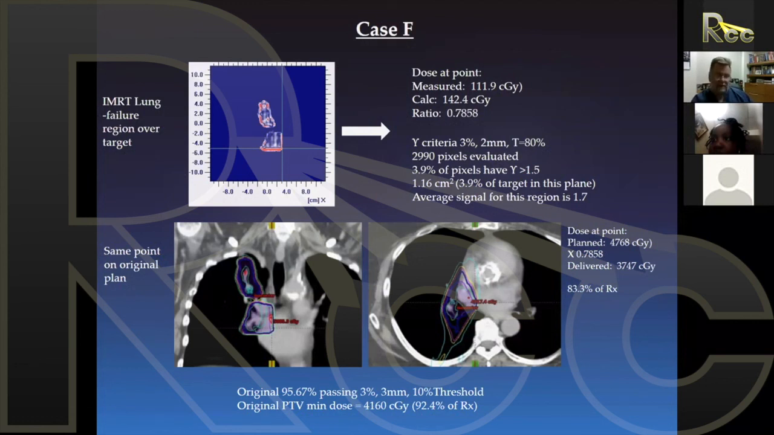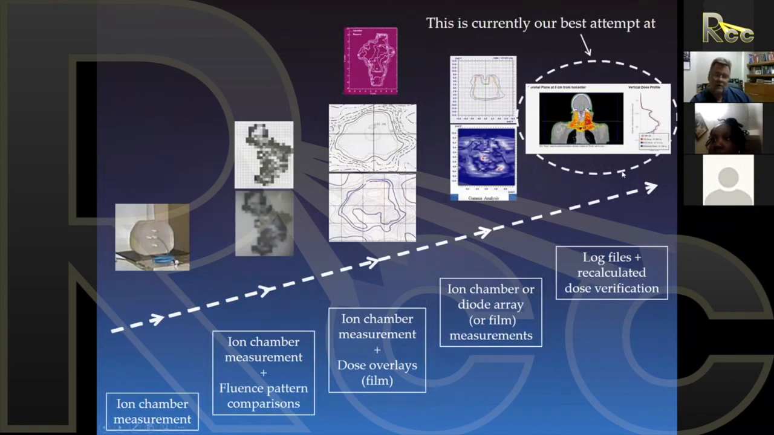So we have to have some metrics where we can say, yes, this plan's a go for today, or this plan's not a go for today. Eventually, or it's already available, we can do this in an automated fashion, as I showed earlier. And this is what we're trying to go to. So that method that I just showed you along this progression is where we currently are. It's our best attempt at doing this without the software.